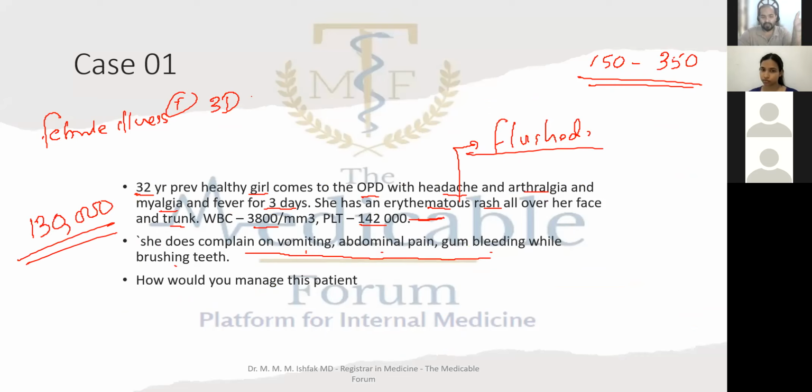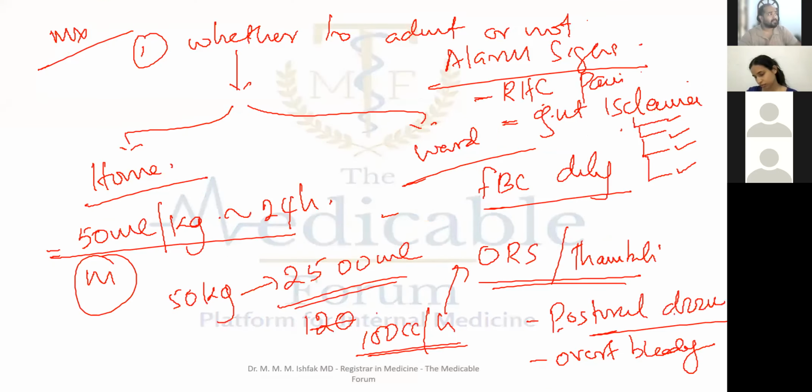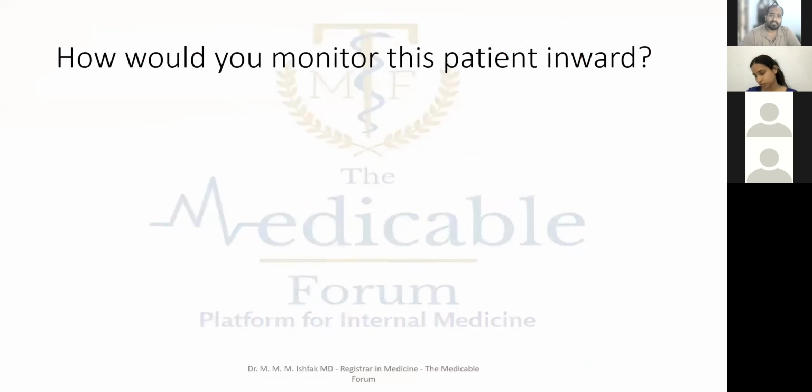If they did not have these warning signs, you can prescribe the proper fluids, give the proper advice, and tell the patient to come tomorrow with a full blood count to review. That could be the option where you can manage this patient as an outpatient. But since this patient has warning signs, you need to admit, right? How would you monitor this patient in the ward?